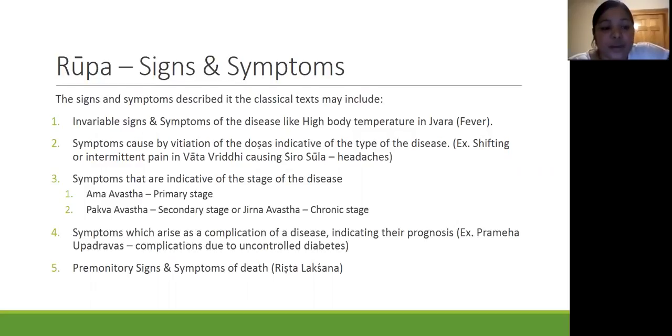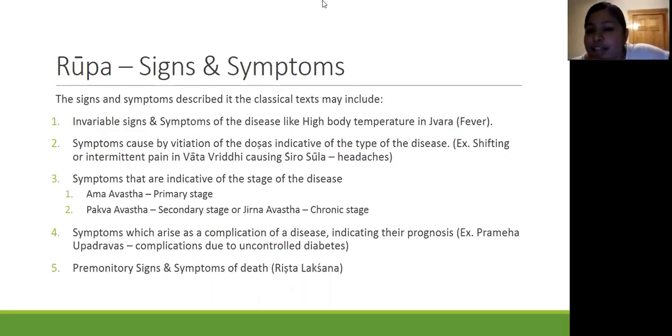Okay, so they talk about the invariable signs and symptoms of a disease. They also talk about symptoms caused by the vitiation of doshas, which indicate the type of disease. So an example of that, if a person has a shifting type of pain, or an intermittent pain, which means sometimes they have the pain and sometimes they don't, it comes and goes, that indicates that it is a Vata Vriddhi sort of condition that's causing this type of headache.